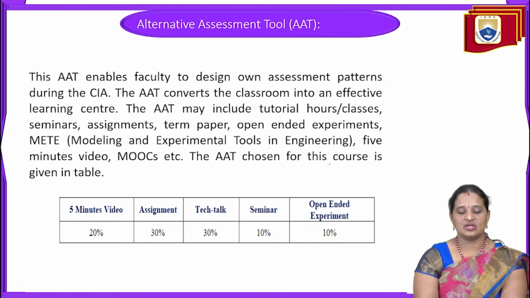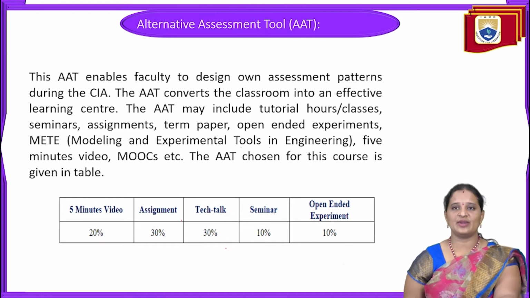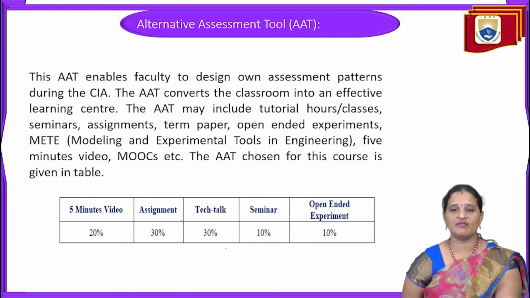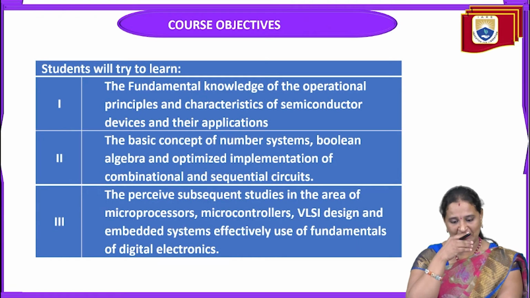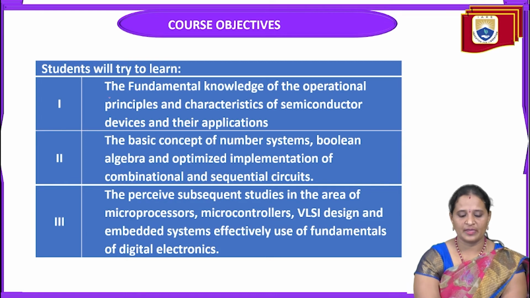The AATs chosen for this course are given in the table. For our course, analog and digital electronics, the AATs we are going to consider are 5 minute videos, 20%, assignment 30%, tech talk, that is, technical talk, 30%, seminar 10%, and open-ended experiment 10%. So these are the assessment tools that we are considering for the course of analog and digital electronics.